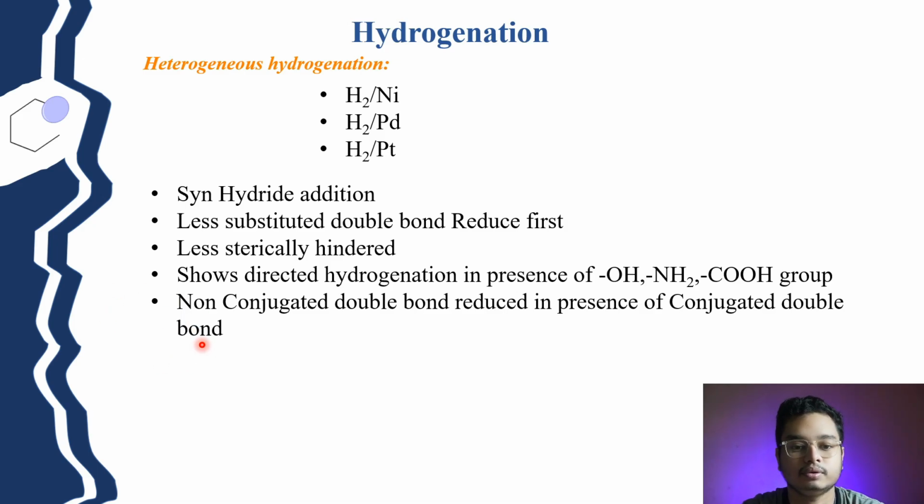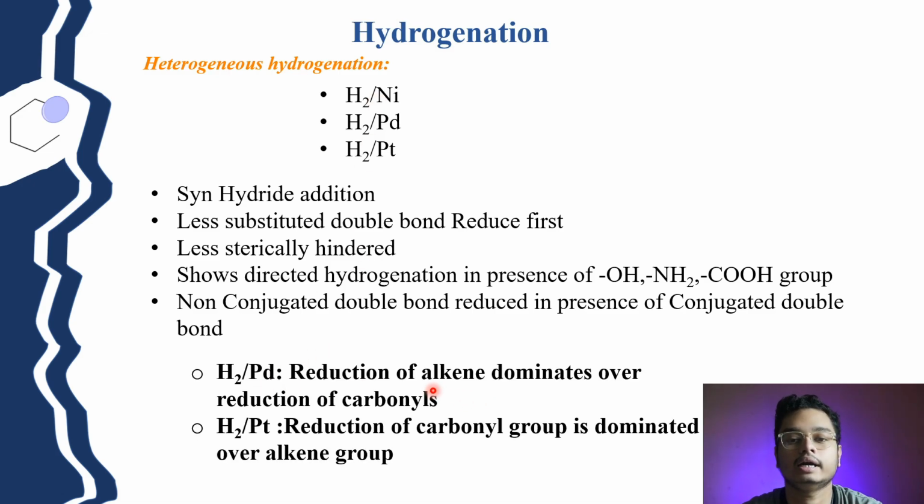First let us understand, but before that, nickel, palladium and platinum each have their own significance in heterogeneous hydrogenation. If you want to reduce alkenes over carbonyls, you will use hydrogen with palladium, because palladium has more affinity to bind with alkenes than carbonyls. However, if you want to hydrogenate carbonyl groups but don't want to reduce the alkene group, you can use hydrogen with platinum, because platinum has higher affinity for the carbonyl group. This affinity has its own significance in the reaction mechanism, which I will discuss in the next slide.